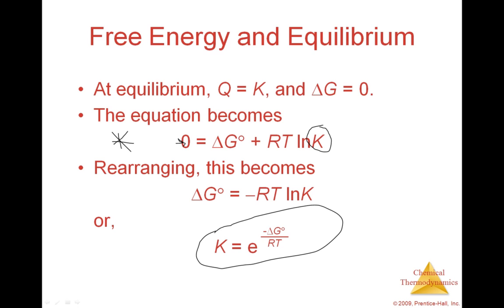If delta G is not set to 0, this doesn't work, but that would mean that the reaction is currently not under equilibrium conditions.